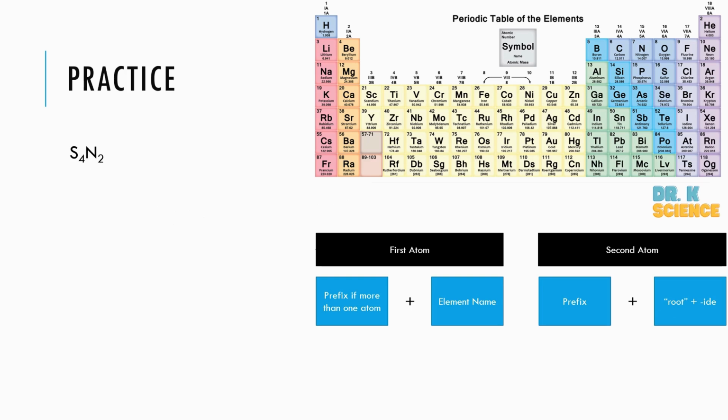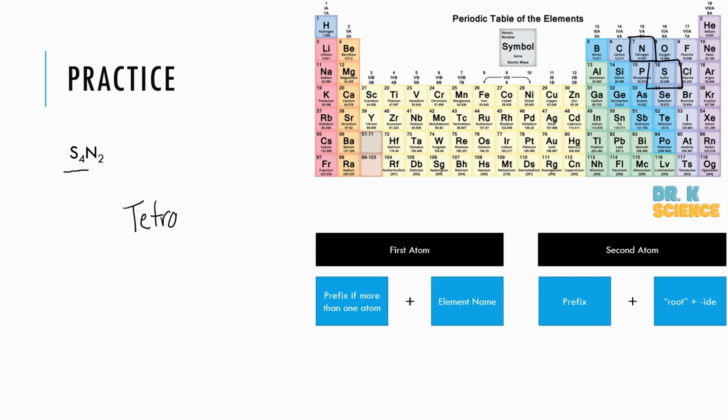We have some new elements here. We have S and N. Now we used N in one of our previous examples. That one's nitrogen. And our S is going to be sulfur here. We're going to name the first atom first. Now in this case, there are 4 sulfurs. We see that over here with this subscript of 4. That means we need the prefix for 4. This one we haven't used yet. This one is called tetra. So I'm going to write tetra.